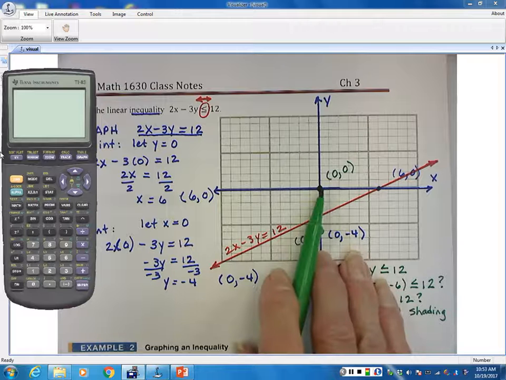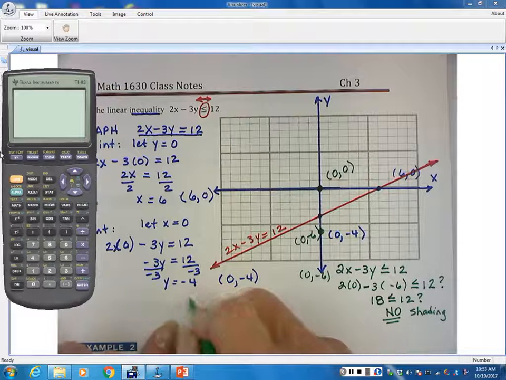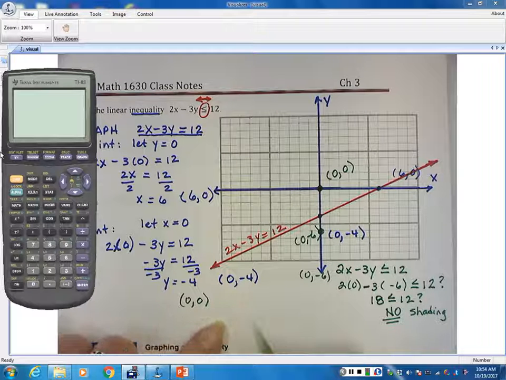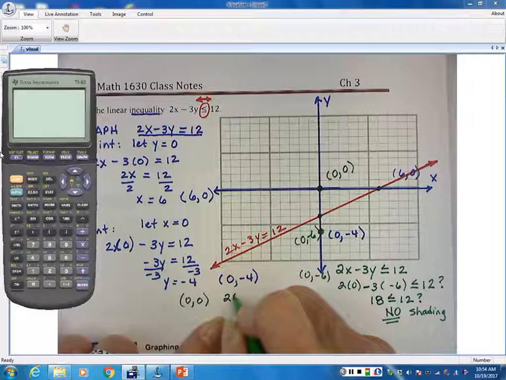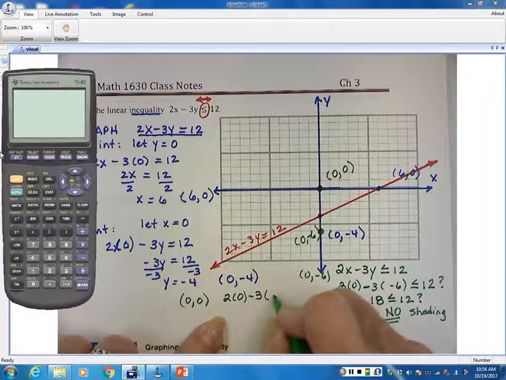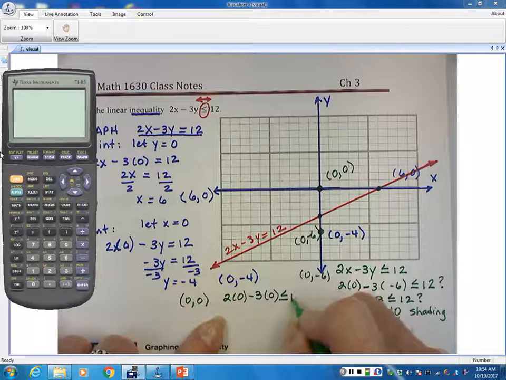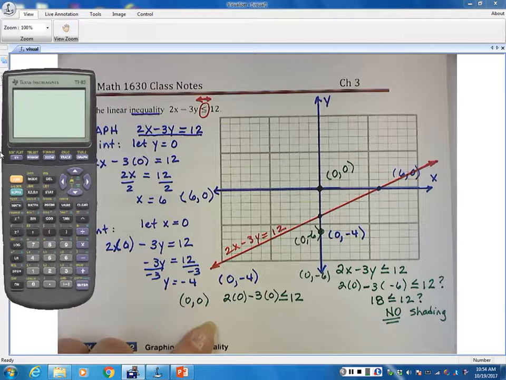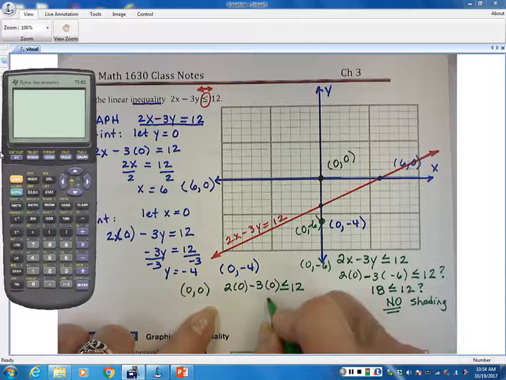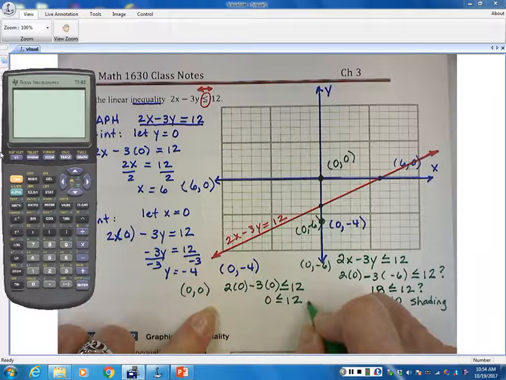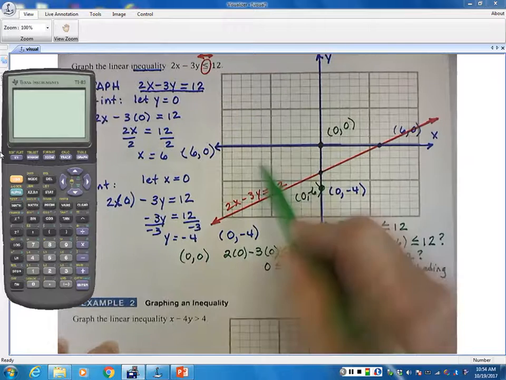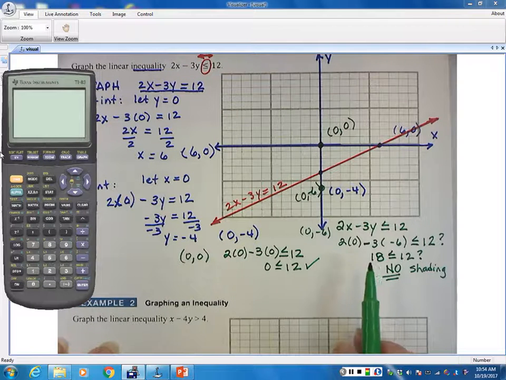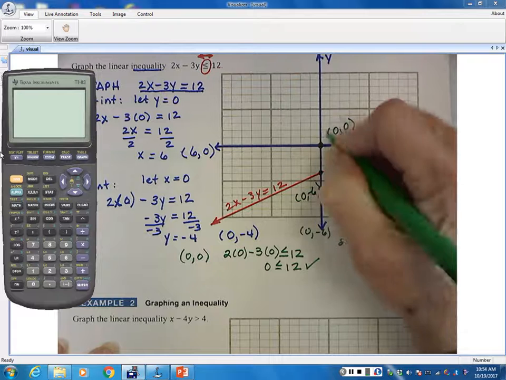So then I'll test the point 0, 0. And I like 0, 0 because with 0, 0 I'm not really likely to make a math mistake, so that's 2 times 0 minus 3 times 0. Is that equal to or less than 12? Yes. 0 is certainly equal to or less than 12. That means that any point on that side of the line satisfies the inequality. So this one didn't, this one did.